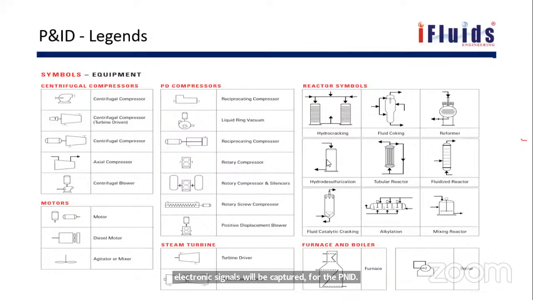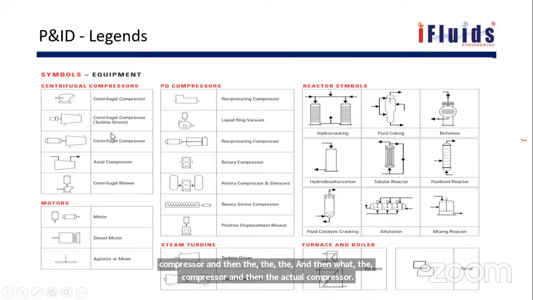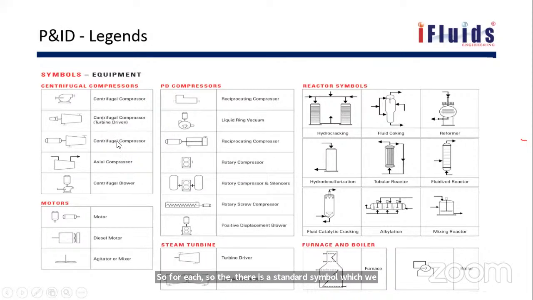And then the symbols for the equipment, like you can see centrifugal compressors, then turbine-driven compressors, then motor-driven compressors, and then the axial compressor. So for each equipment, there is a standard symbol which we need to follow. And this also varies based on the standard or the company or the client.